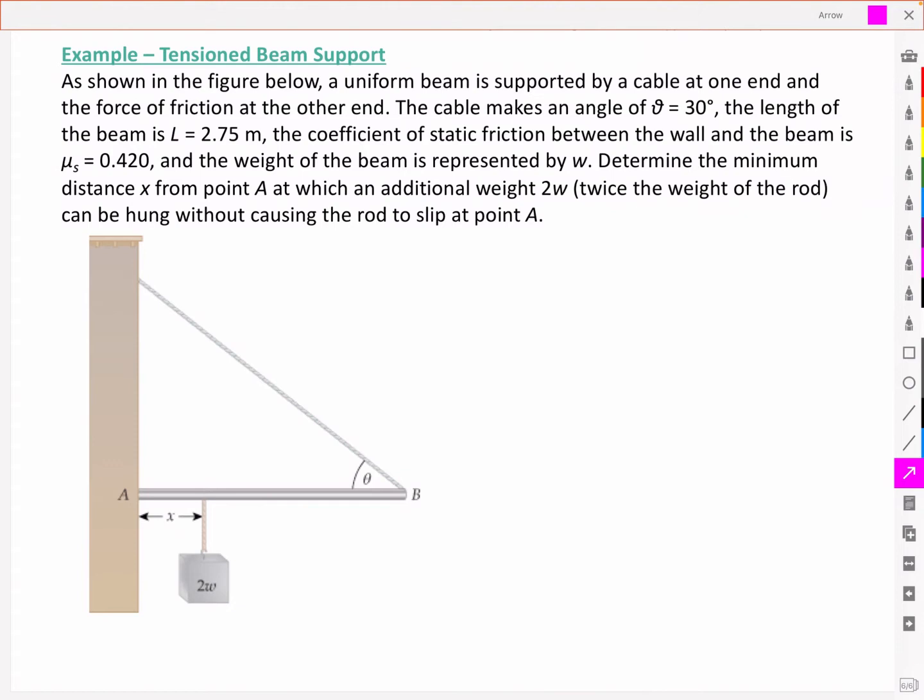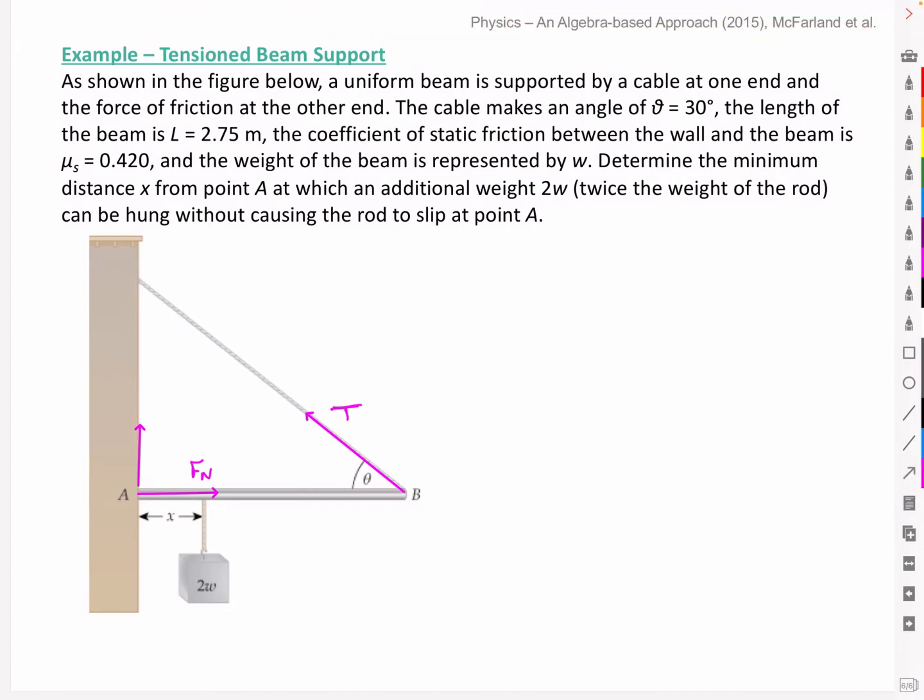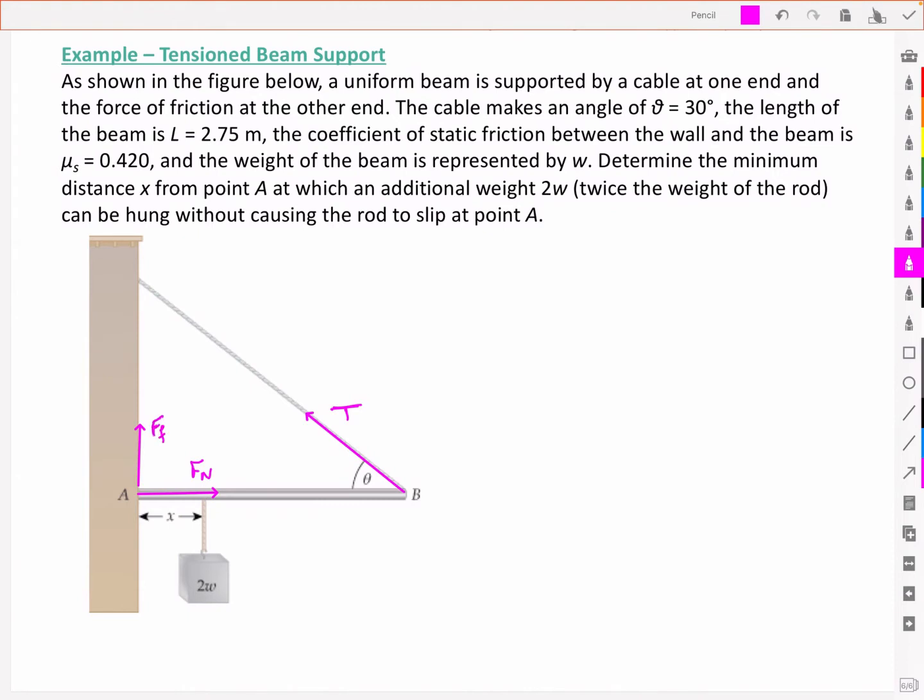So let's look at the forces being applied here. We've got the tension of the cable acting along in this direction. Because it's pushing the rod against the wall, the wall is then pushing back with a normal force Fn, and the frictional force between the wall and the rod is holding that end up. So it's applying a frictional force in the upward direction along the wall. And then we've got the 2W that's being applied, so it has a weight that's pulling downward at this location.